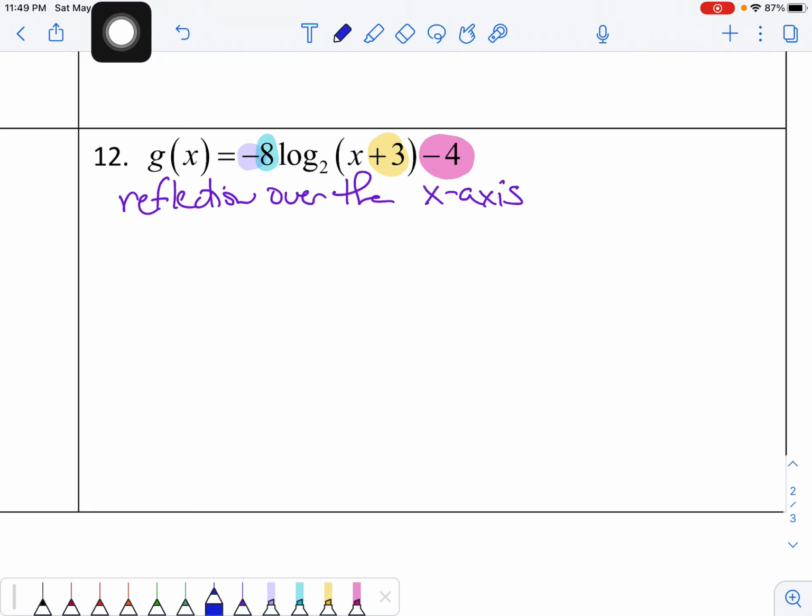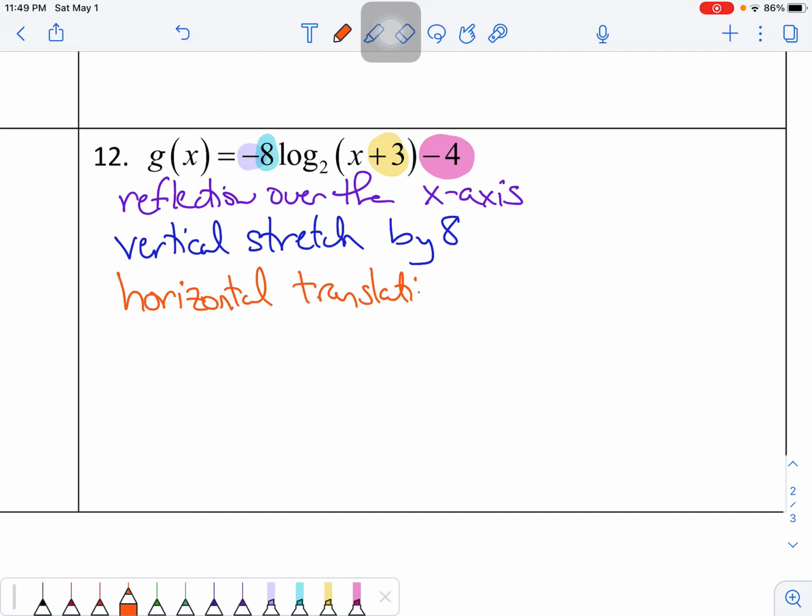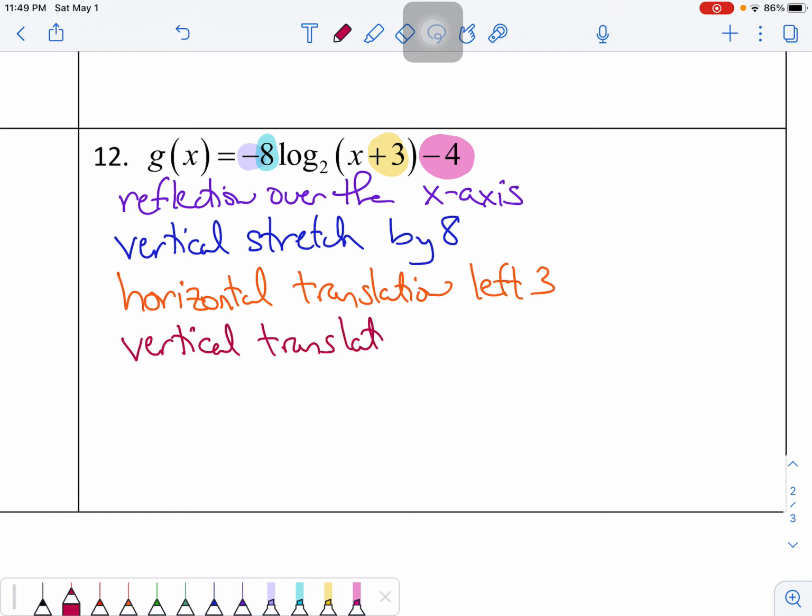All right. Let's see. This 8 right here is being multiplied times the logarithm, so that's going to be a vertical stretch by 8. So we're going to make the graph 8 times further away from the x-axis. We've got x +3. That's all in parentheses there in the argument. So that's going to be a horizontal translation. And I know it says +3, but that's going to be to the left 3 units. And last but not least, we've got this -4 sitting here at the end. So that's a vertical translation, and that's going to be down 4.